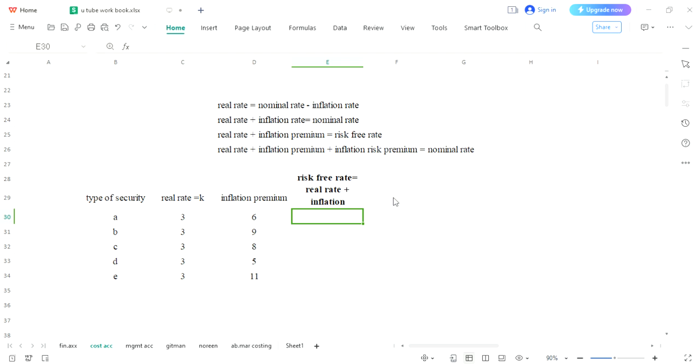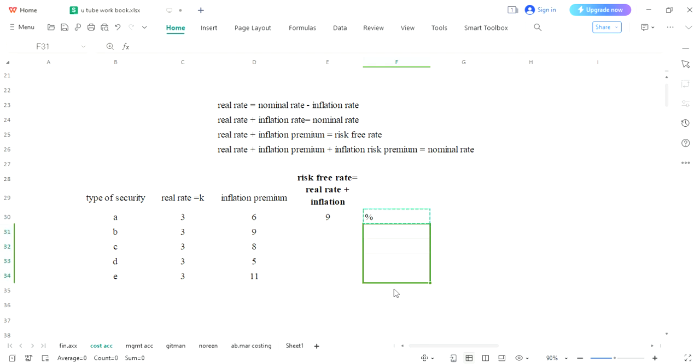Actually, look over here, it is taking percentage. We do not need percentage. In general we will get the answer. And now let's see, the risk-free real rate is 3% and you will add your inflation premium, so we have got 9%. So everything mentioned over here is percentage, keep it in mind. All answers are in terms of percentage.